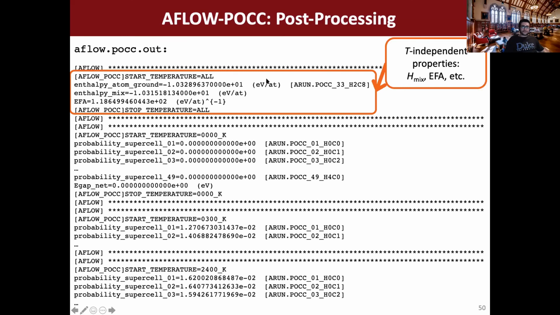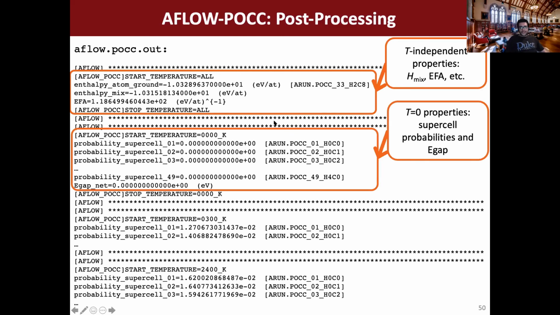So there are some temperature independent properties. There's the ground state enthalpy. That's which of the 49 structures is the lowest energy structure, and it tells you what the energy of that structure is. In this case, it's 33. It tells you the mixing enthalpy. This is a term from one of the studies we did, and also the entropy forming ability. Again, these two parameters come from a study that we did based on these POCC runs that we weren't able to go over. But basically, it prints this information out for you.